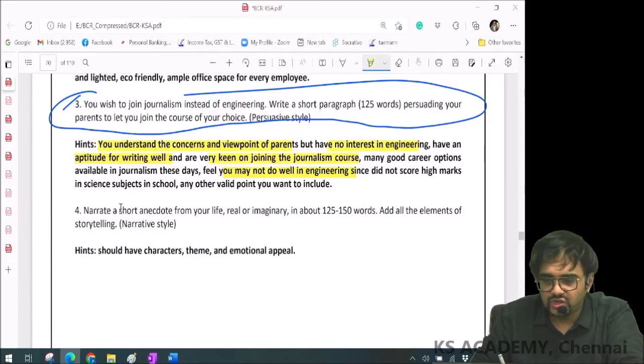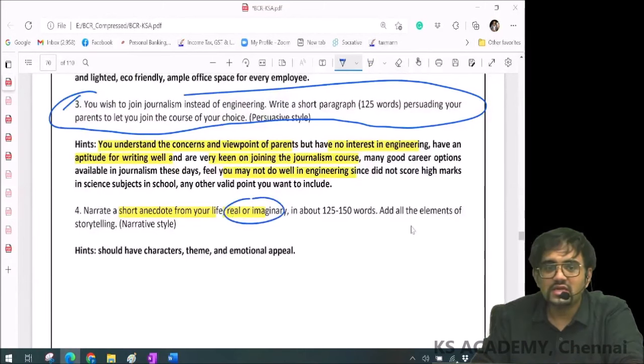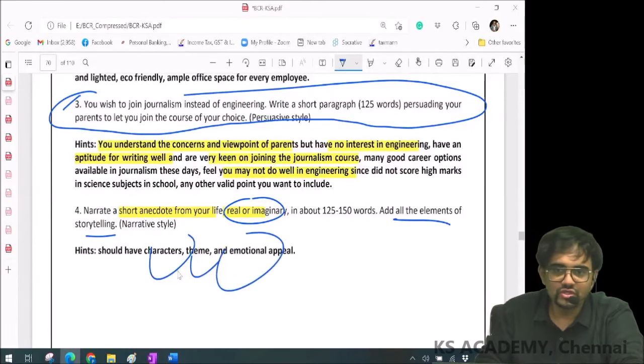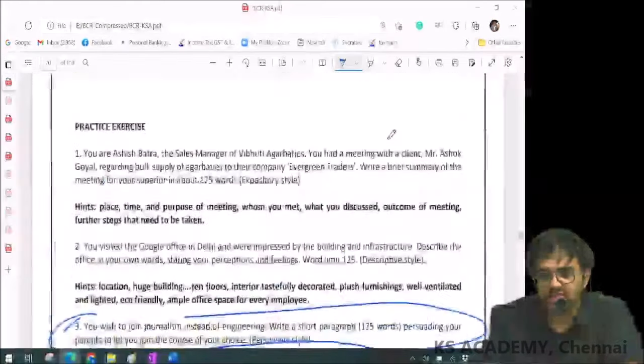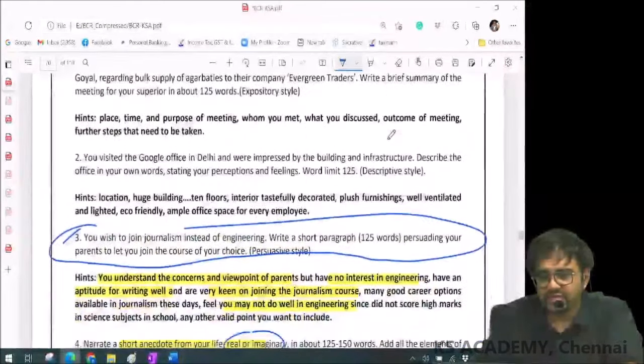Similarly, write a short anecdote from your life. Anecdote means what? A real life story. Real or imagined. Generally it's a real life story, but then you may not have experienced the same thing, right? So they are saying real or imaginary. You create something and write. Add all the elements of storytelling. So it should have characters, theme, emotional appeal, all these things. So they can ask you anything for that matter.